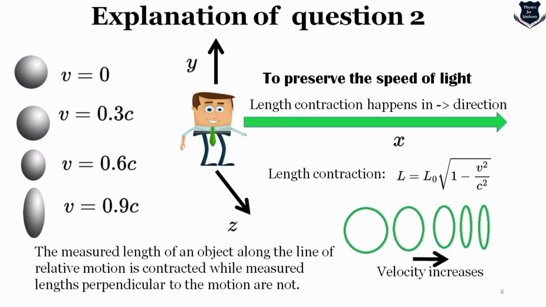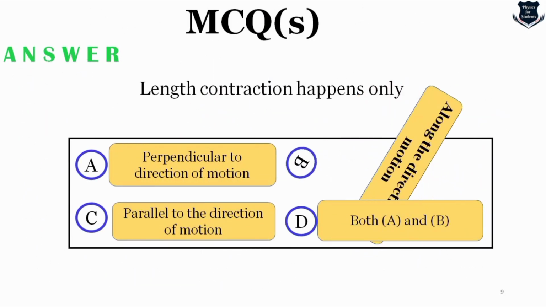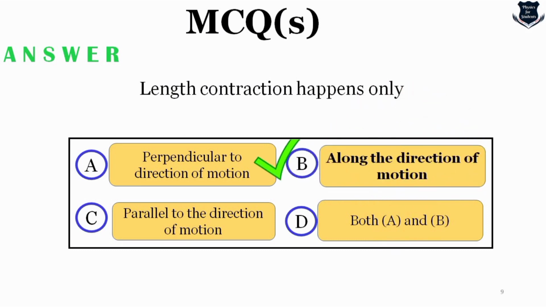So this is another illustration which shows that the circle, as the velocity increases, contracts along the direction of motion. This is being done in order to preserve the speed of light. So coming back to the question, length contraction happens along the direction of motion. So this is the right answer. We will see a few more examples which will help you understand that contraction happens along the direction of motion, not perpendicular, parallel, or both A and B.